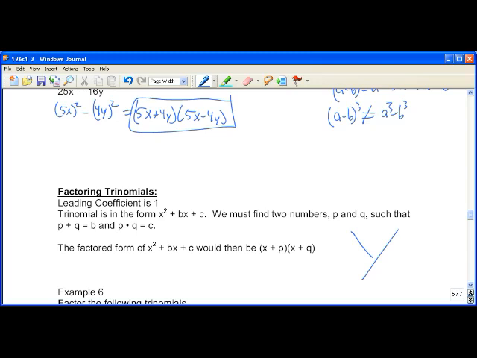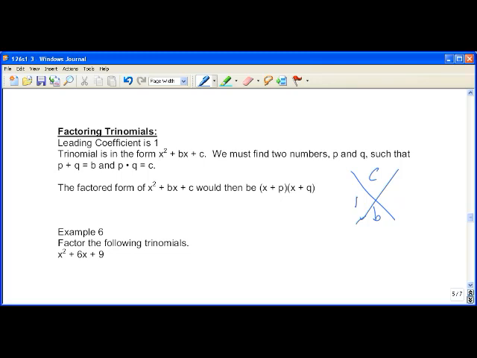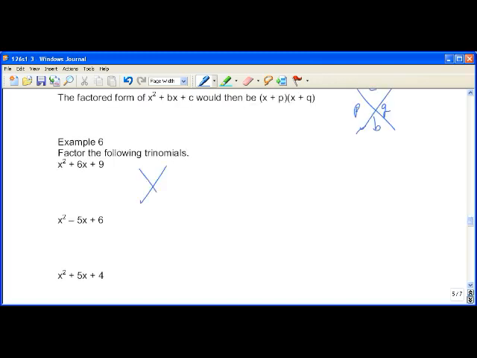Now, there's another way to look at the same thing called diamond problems. You put your c up on top, your b down below. Look for two numbers that add up to be b and multiply to be c. If you call that p and q, it's x plus p times x plus q. So for example, the 9 on top, 6 down below. What numbers add to be 6 and multiply to be 9? Three and 3. So it's x plus 3 times x plus 3, which is x plus 3 quantity squared.